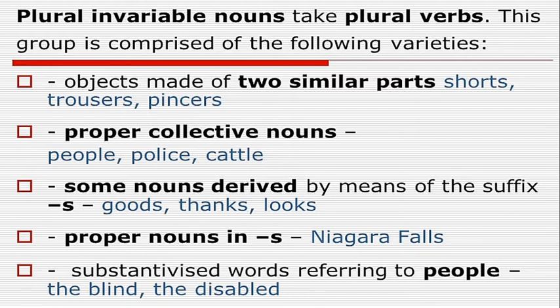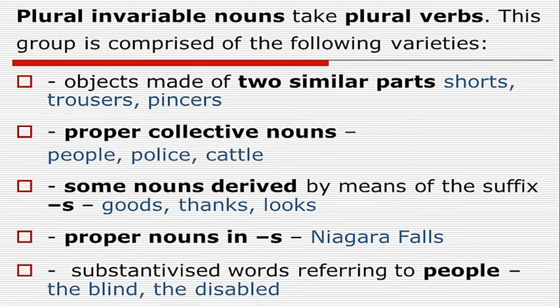Other types of invariable nouns are collective nouns like people, cattle, police. While there are some nouns derived by means of the suffix s, things like thanks, goods, congratulations, remains, mathematics. Then there are also places, proper nouns, that name places and they end with s. For example, Niagara Falls.